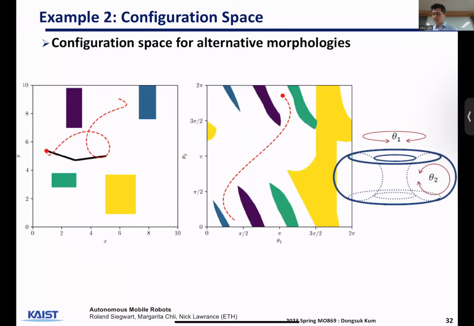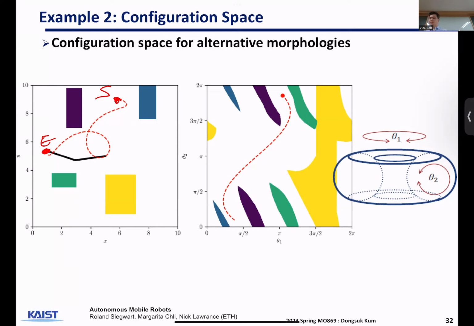So let's take a look at this example. The starting point was here, and the goal was this point: start, end. Can you tell how we should plan this from the physical space, 3D space or 2D space?